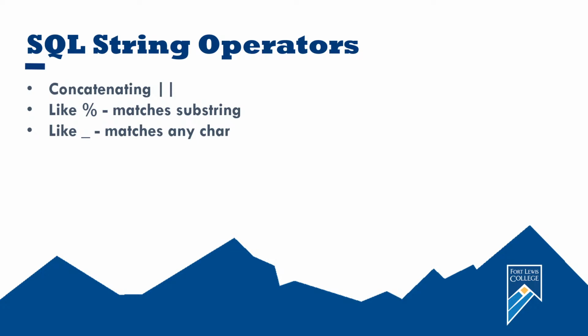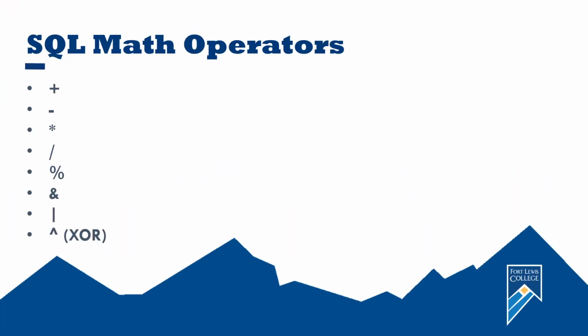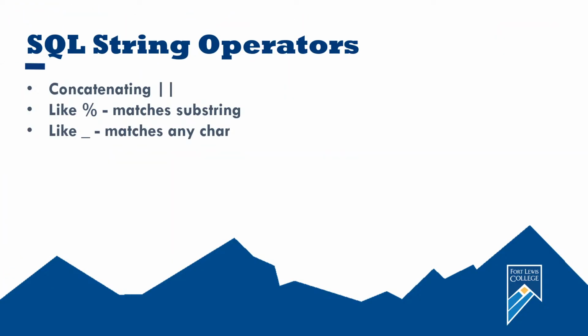All right, so some string operations. These are obviously for math, so you're using numbers. String operations are also important. You can concatenate two strings using basically two or symbols there. You can of course also use the percent sign, and that's going to match the entire substring, or you can use the underscore to match any character within the substring. So we'll see examples of some of these string operations. They're pretty useful as well.